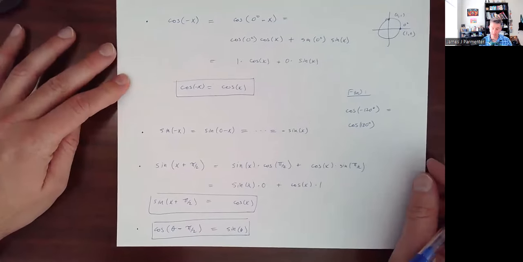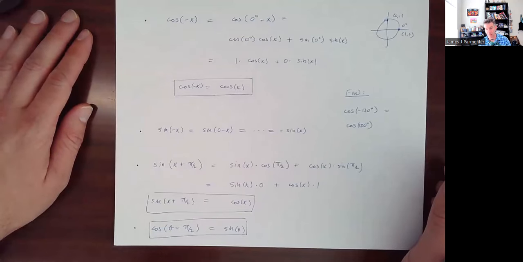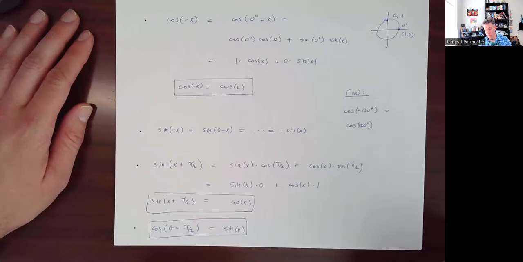So there are some identities for you. It's good to practice these. It's good to know how to work with the angle sum and angle difference formulas to make things look like other things.